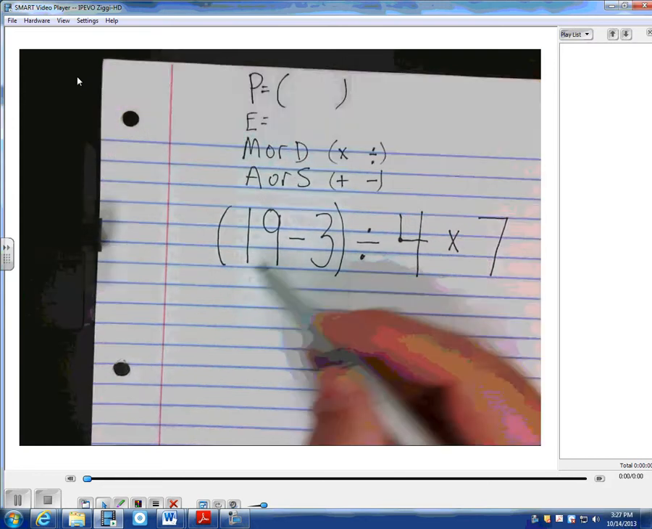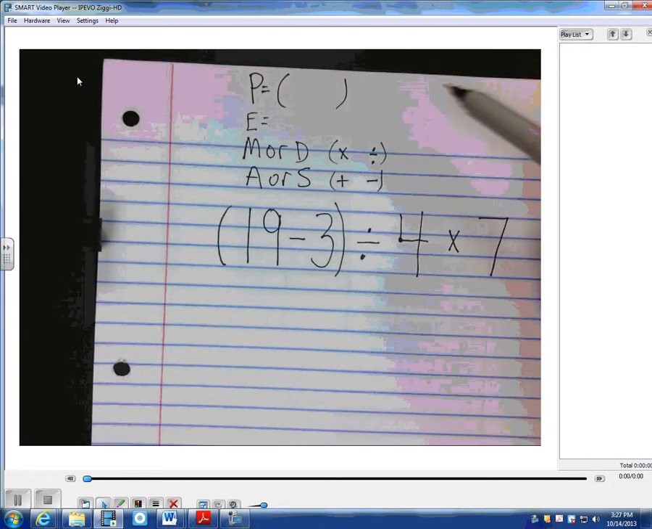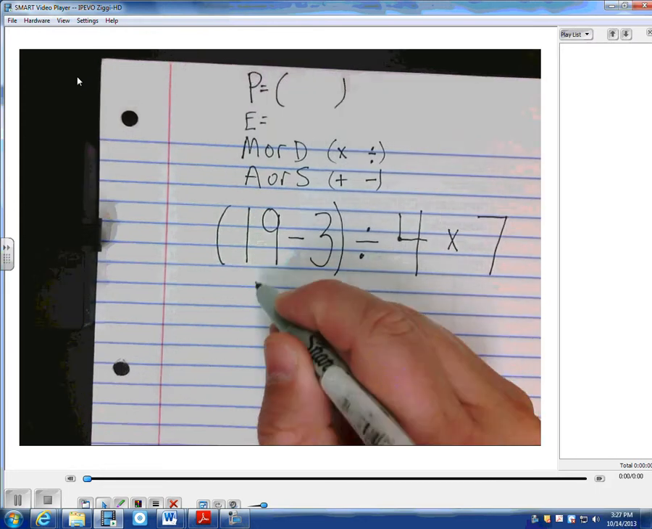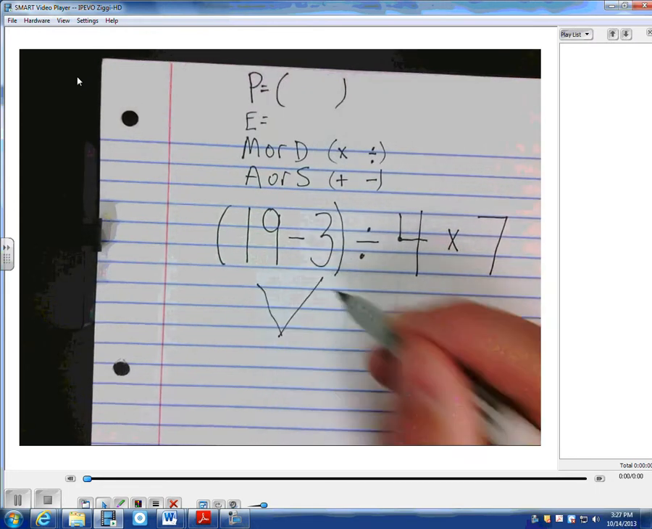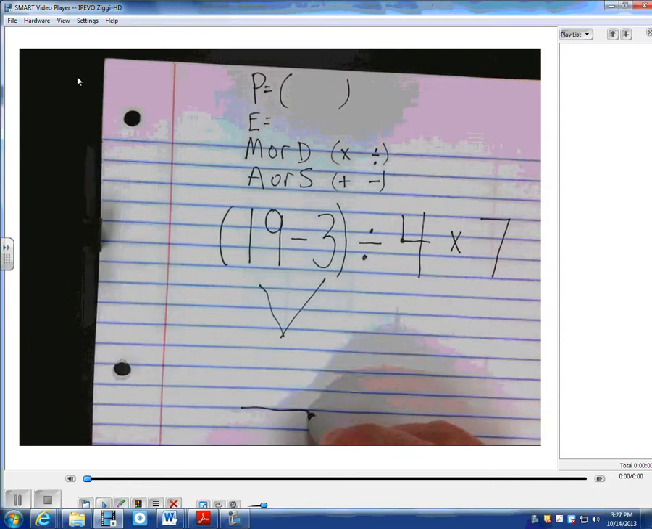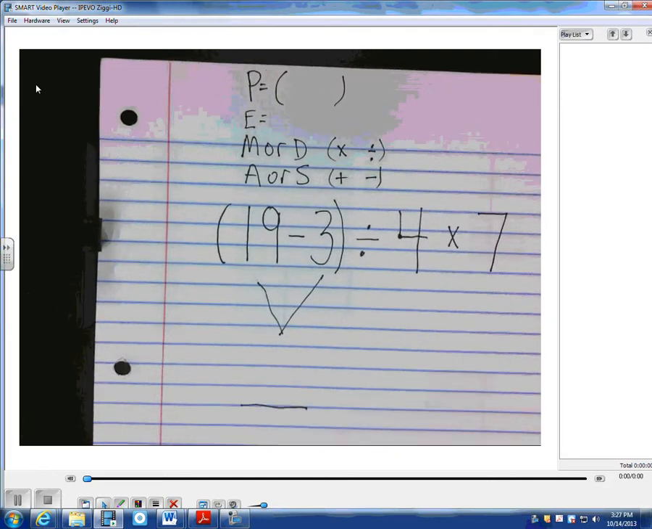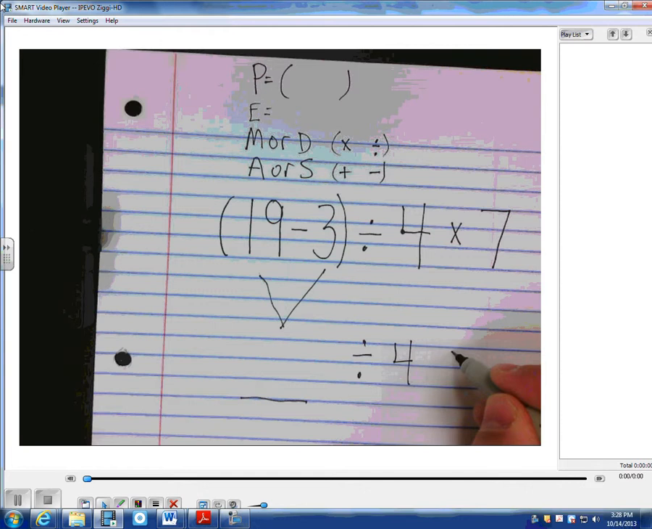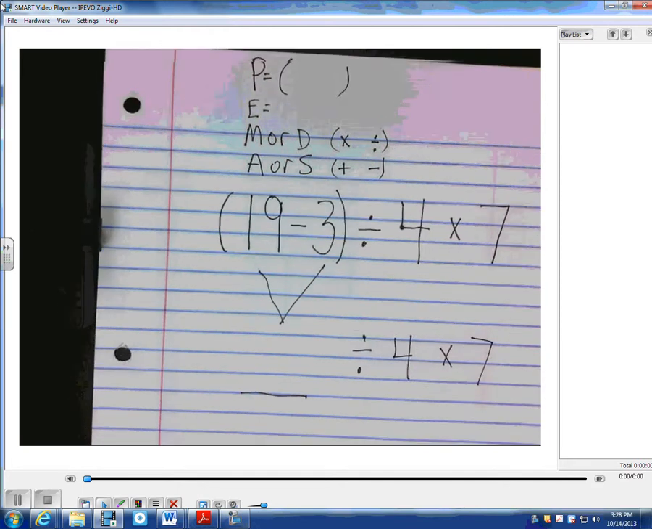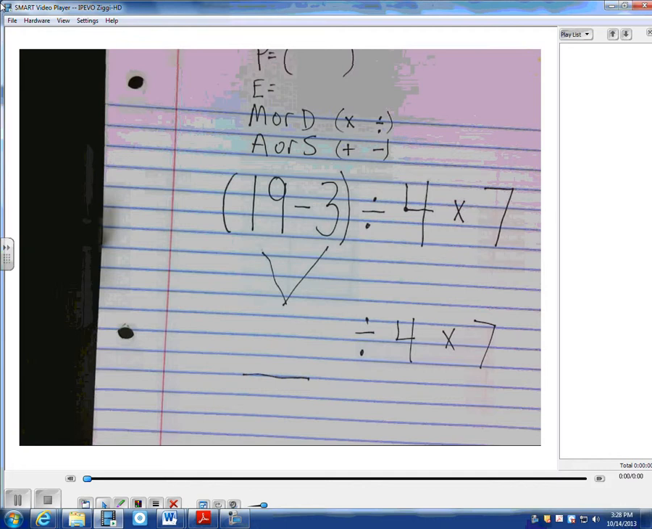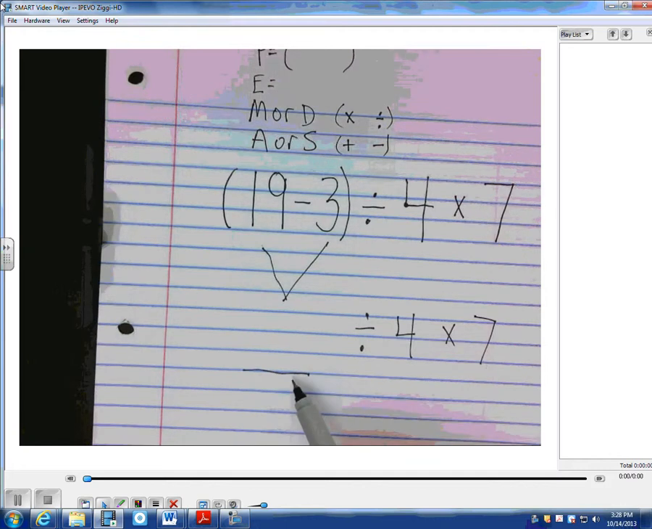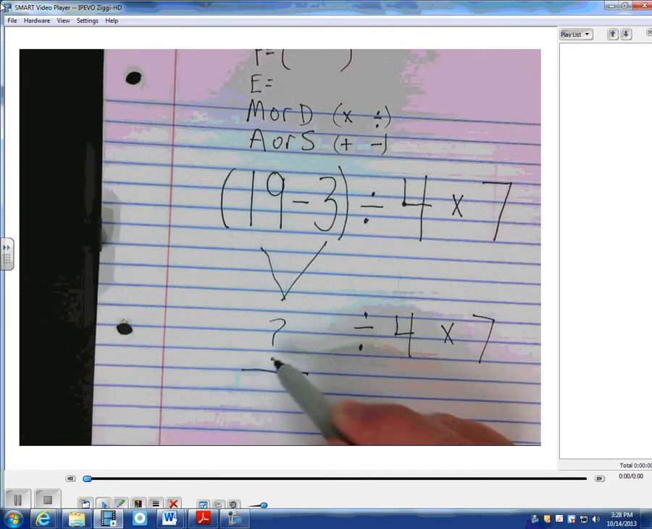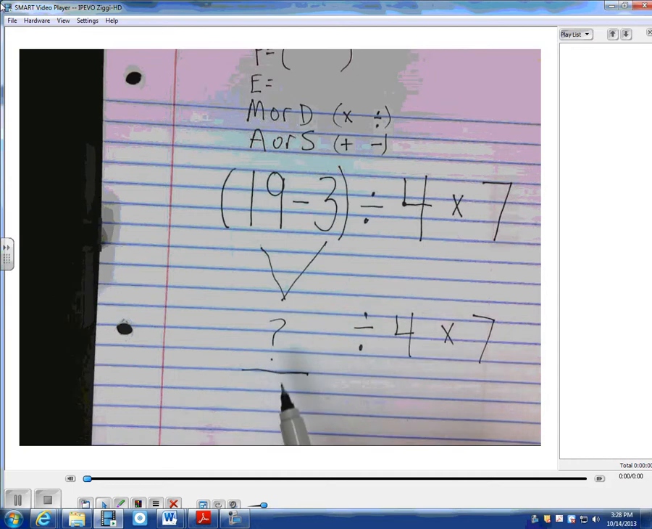Obviously, we're going to do the parentheses first because that is our first order of operation. So I would do that first. That's going to give me a number here. Remember, one of the most important things when we're solving these problems is rewriting the problem after each step. So then I would say divide by 4 times 7. You're going to have this number, and I'm also going to put a question mark because you need to solve that. 19 minus 3 you can do. You're going to have that number, divide by 4 times 7.